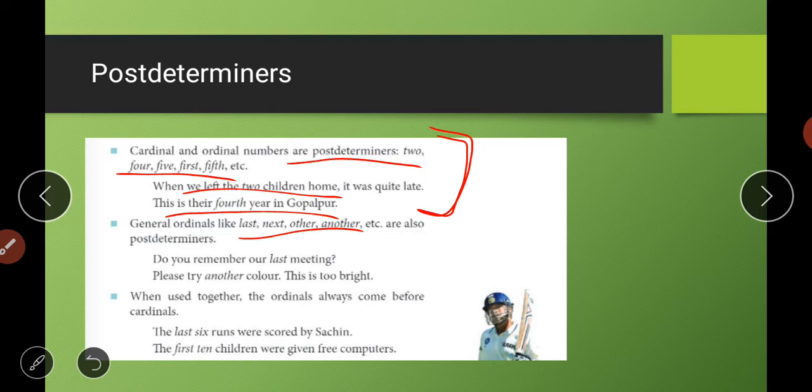These are also your post determiners. Like, do you remember our last meeting? Please try another color. This is too bright. So words like 'our', 'another', 'these' are post determiners.